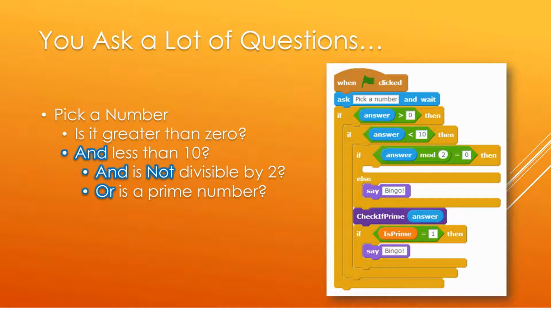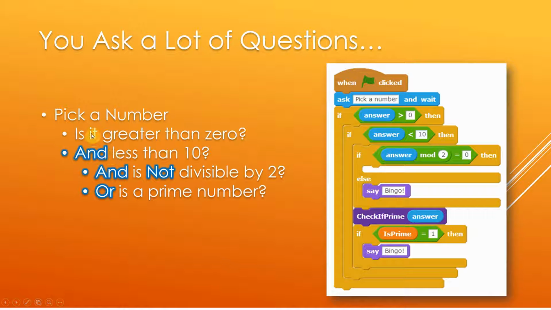Okay, on to some new theory for today. The title here is You Ask a Lot of Questions. Normally when we're talking to someone, we don't ask them just one question. We ask them follow-up questions. So in this case, we've got a set of questions. The first one is pick a number, which is shown using an ask and wait block. The answer that we type in gets stored in the blue answer variable.